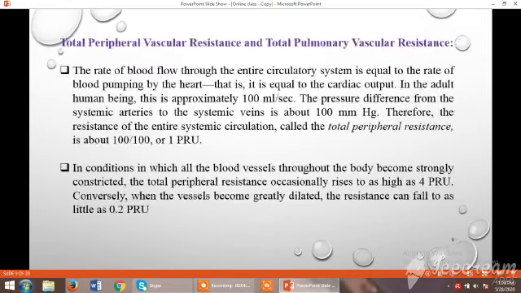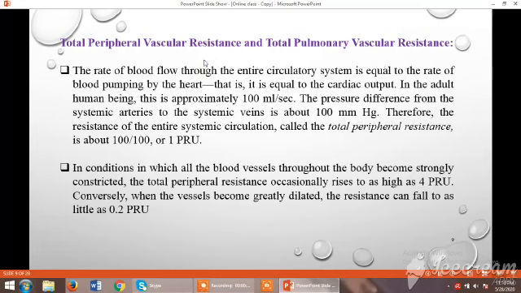Now we come to total peripheral resistance, that is, total vascular resistance. You need to know the peripheral resistance first. It is the amount of resistance faced by each unit of blood during its passage through the peripheral vasculature each minute. If the pressure difference between two points is 1 millimeter of mercury and the flow is 1 milliliter per second, then the resistance is said to be 1 peripheral resistance unit, that is PRU.